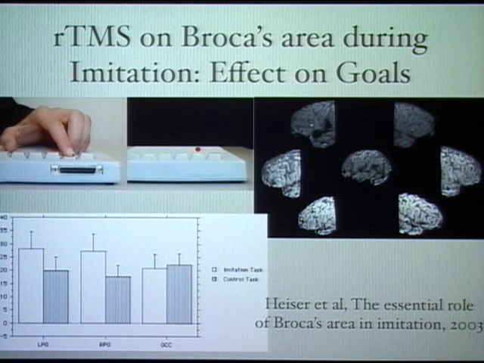And what we found was that only when we were zapping Broca's area and the subjects were doing the imitation task, there was a reliable increase of errors. So there was a selectivity, a specificity, such that only Broca's area and not the control site, and only the imitation task but not the control task, were affected by TMS. So this, to us, suggested that in fact Broca's area is an essential area in imitation, and the activity that you see in brain imaging studies is not an epiphenomenon due to covert verbalization.